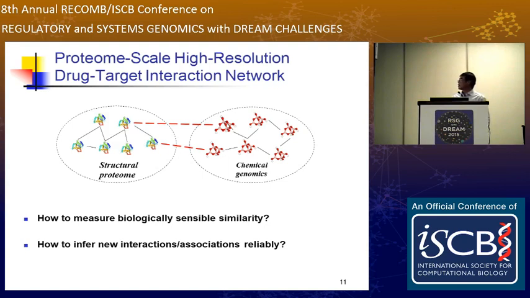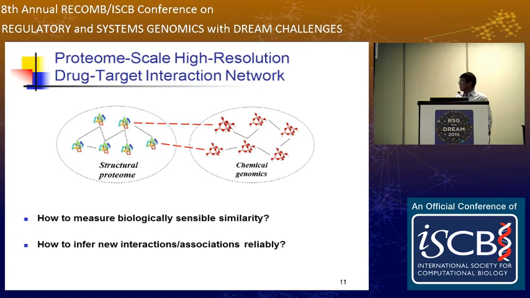One side is a representation of the structural proteome with similarity between these proteins. The other is chemical genomics data, with similarity between chemicals, right? If you know the associations between them, you link them, and then you predict new interactions. So this kind of formulation is actually quite standard.